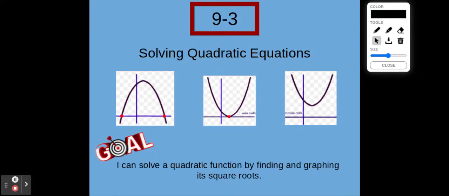In today's lesson, I'm going to teach you how to solve a quadratic equation by finding its square roots. And when you find the square roots, then you can graph the quadratic function with the square roots and the vertex. And we're going to see that today.